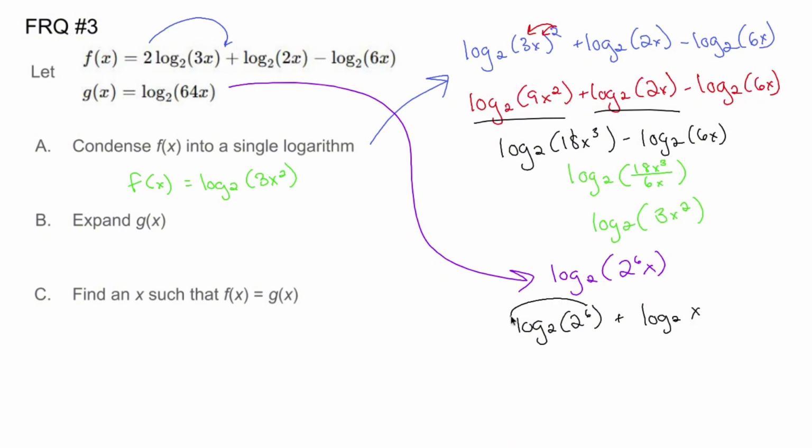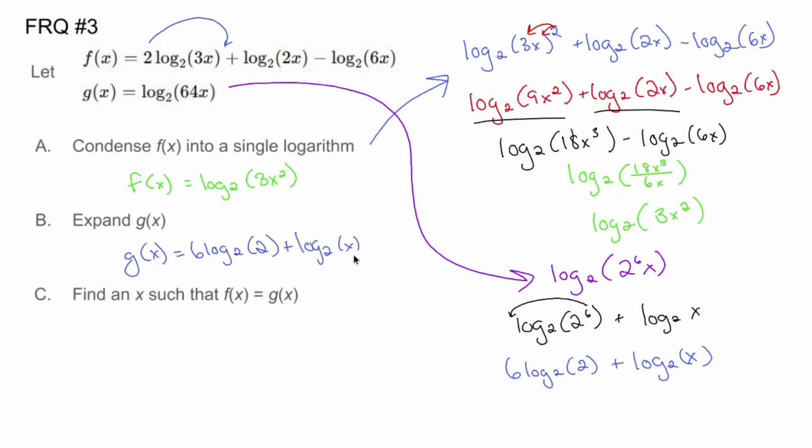Take that 6, bring it out, and now we end up with 6 log base 2 of 2. I know you're going to want to turn that into something, but don't. Plus log base 2 of x. So g of x, when ripped apart, is 6 log base 2 of 2 plus log base 2 of x.